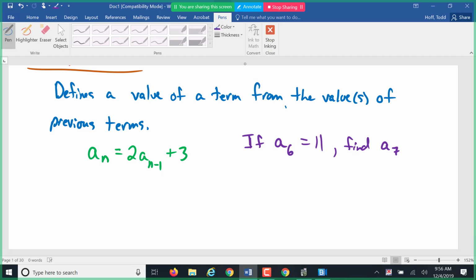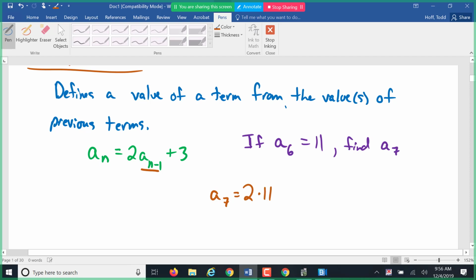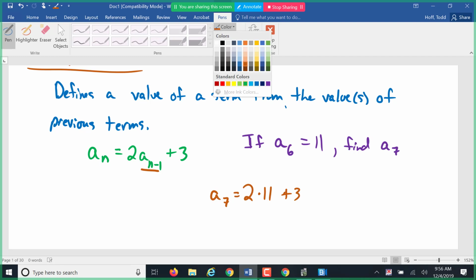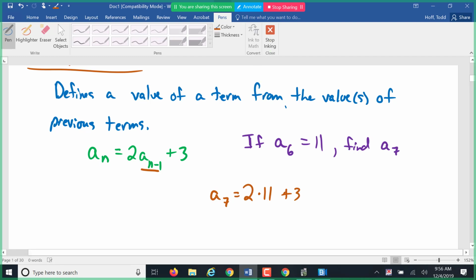So to find a_7, it's going to be 2 times a_6, since n minus 1 would be 6, so that's going to be 2 times 11 plus 3. Well, 2 times 11 is 22, plus 3 is 25. So a_7 equals 25.